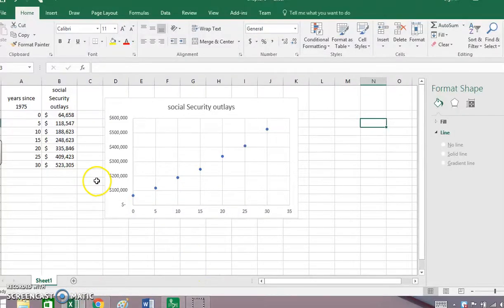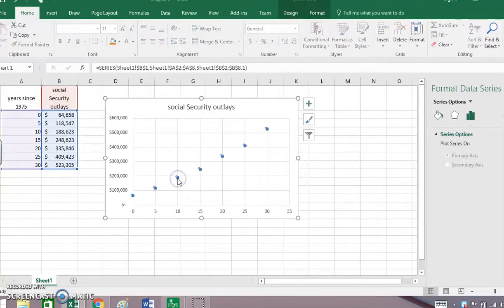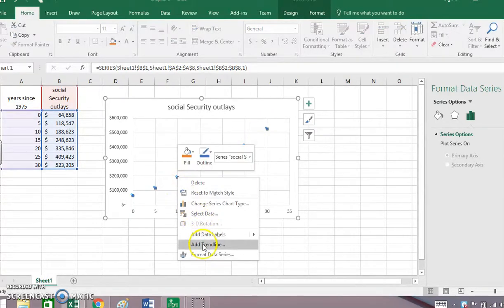So here I have the data that we just typed in, the 0 through 30 and the 64,000 through 523. And I created a scatter plot, and so you can see it looks pretty much like what we have in the book. So if I click on any one of the points, you'll notice that there's a little bit of a dot that appears next to the point. And if I right click on that, it says add a trend line.